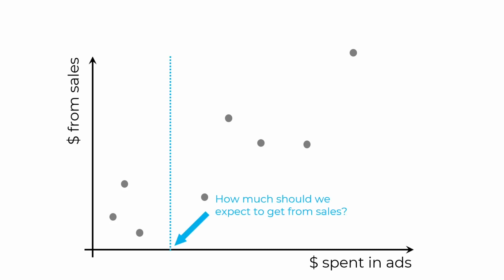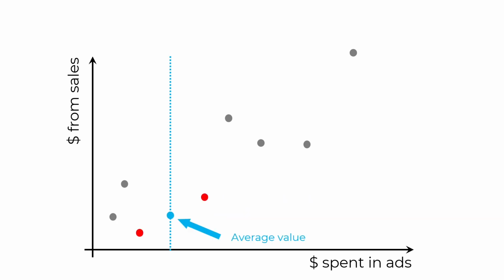Now, let's suppose you'd like to know how much revenue you would get if you were to spend the amount of money shown here in blue. Well, we don't really have any data points at this exact amount of money, so you would have to estimate it somehow. You might, for example, take the average value of the two nearest known points. Or, if you need to be very conservative, you might attribute to it the smallest recorded value in the dataset.